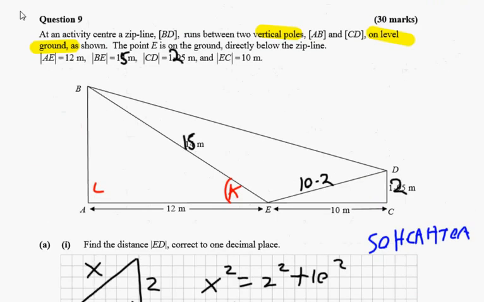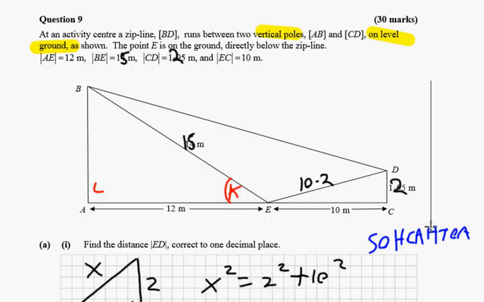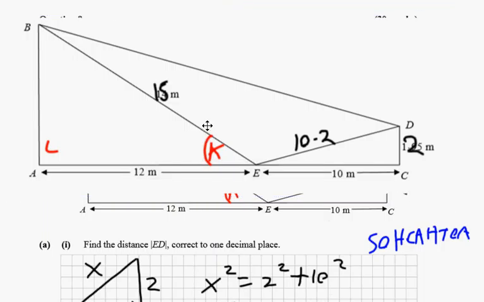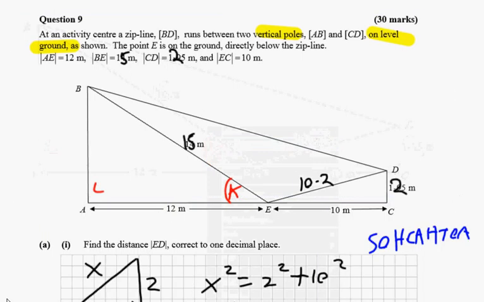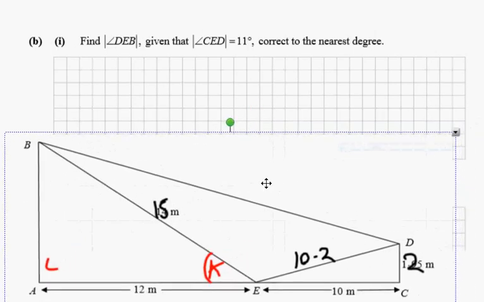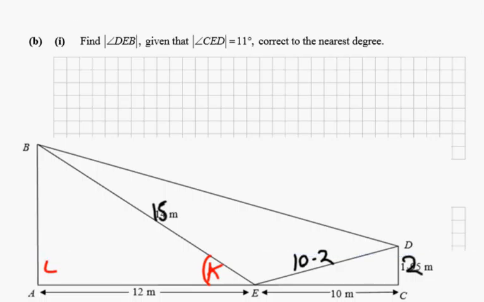Now, go back up to top. Just going to take this diagram with me. I'm just going to paste this over the top, just so we know what we're doing. Now, I've just found out that the angle K was 37 degrees. We changed this to 11.3 degrees. What's CED, lads?